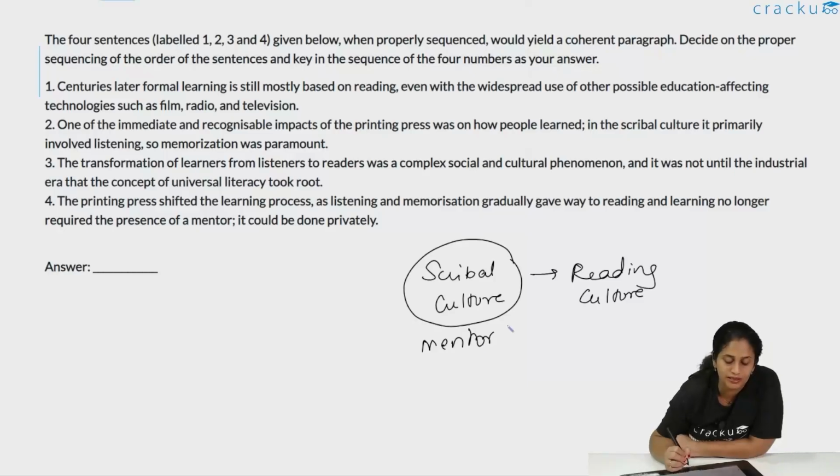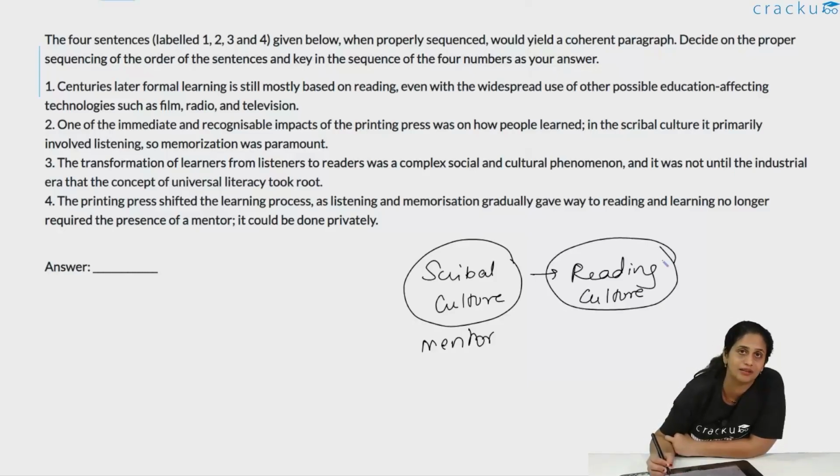What happened when the printing press shifted the learning process? Once the printing press came and once you had books, you no longer needed a guru or somebody to teach you. You no longer needed a mentor, you could read books. So this led to a shift to a reading culture. The reading culture was that instead of listening and memorization, you were learning to read and learn, and you do not need a mentor, it could be done by an individual privately. So this shift is essentially being mentioned. If I see 2 and 4, 2 tells you how the scribal culture was, and 4 tells you the new reading culture that happened after the invention of the printing press. So 2, 4 together tell you about the shift.